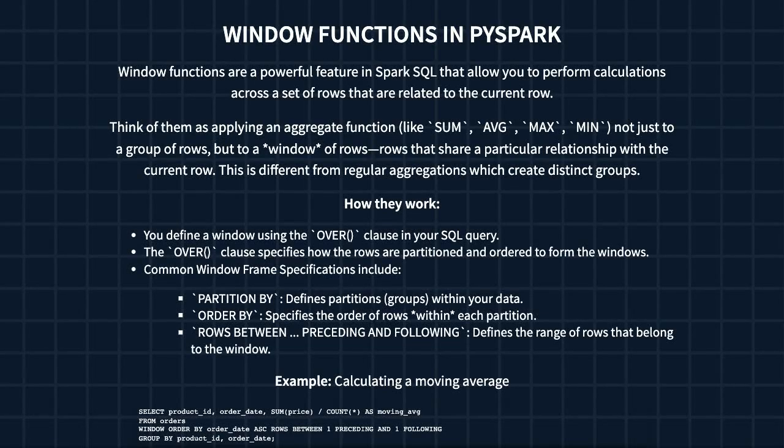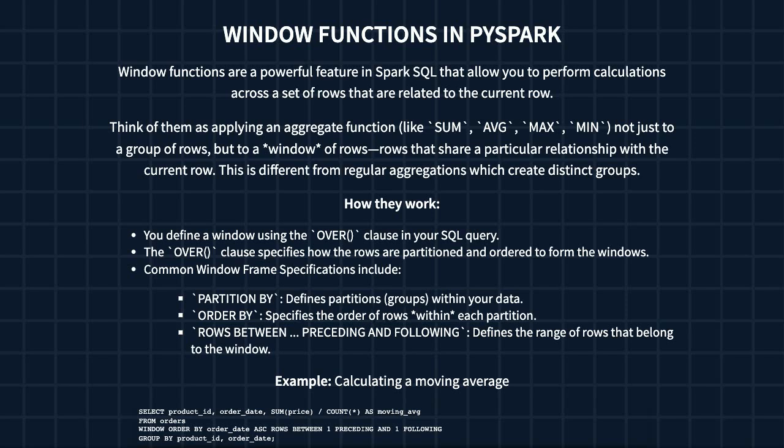Okay, let's talk about window functions in PySpark. They are a really cool tool that lets you do calculations across related rows rather than just grouping them into distinct groups like you would with a regular aggregate. Imagine calculating an average price over the last few days for each product. Window functions make that easy. You define these windows using something called over in your SQL, and it tells Spark how to break up your data and what order to consider within those segments.